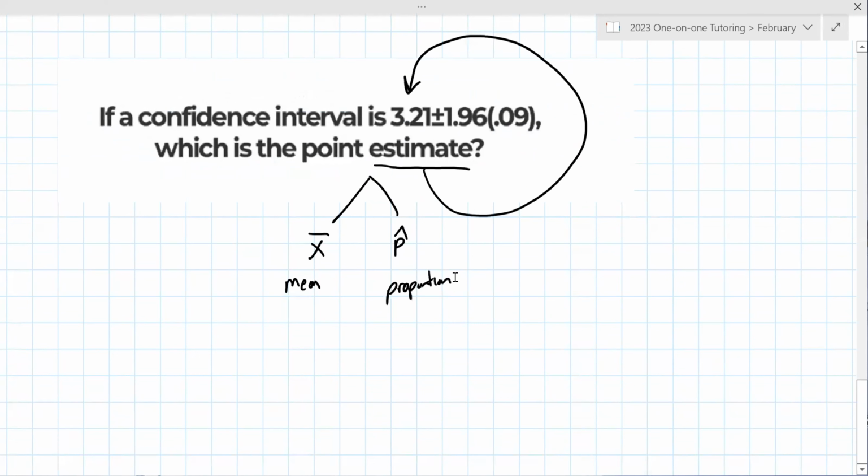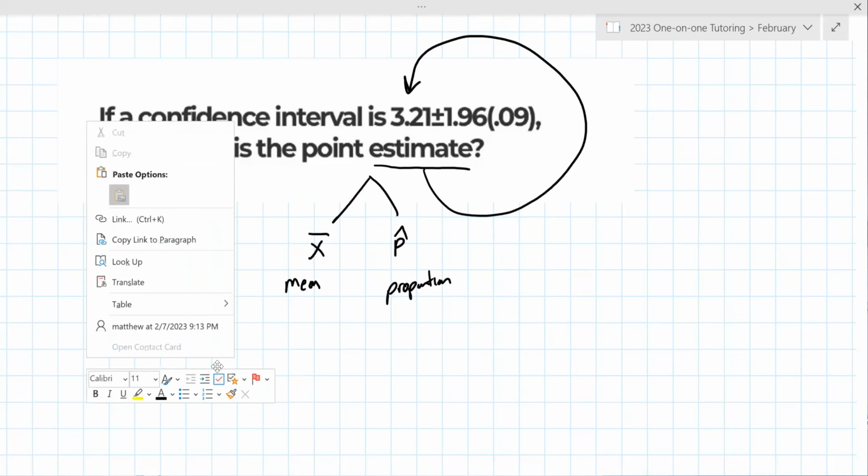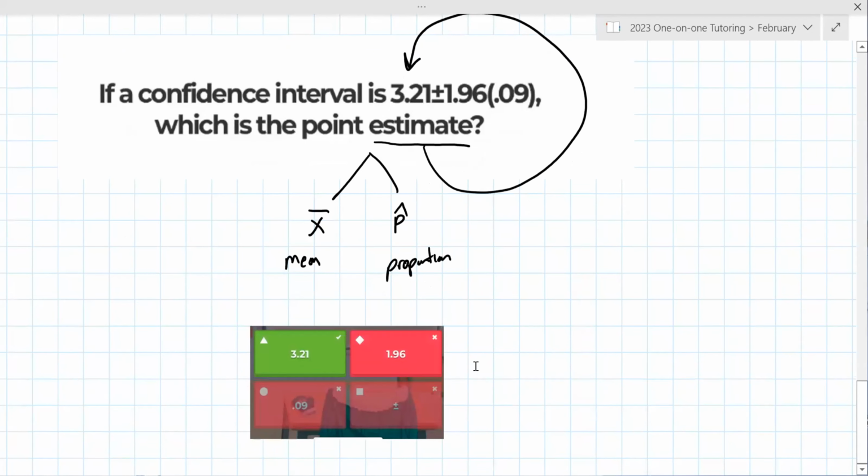Okay. And so in terms of the answer, we care about getting this right. It's the number that's in front of the plus or minus, which is this one right here. Okay. This is just a straight definition. There's not much more to say on that.